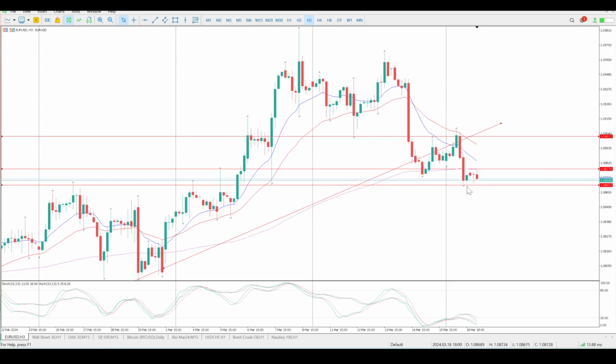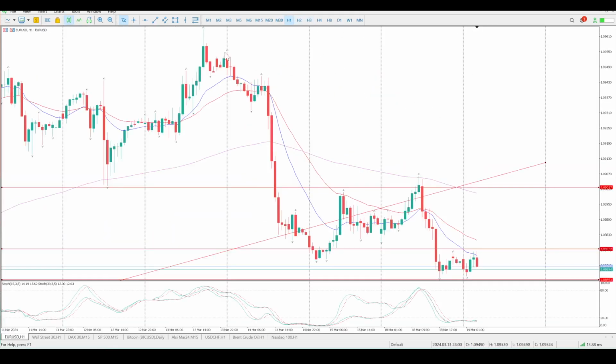We've dropped in, we've come into this zone. So we need to see some kind of pullback before we start looking for opportunities. I'm just going to do that. So there is a level here at 108.813.